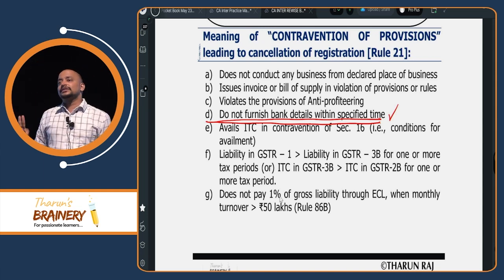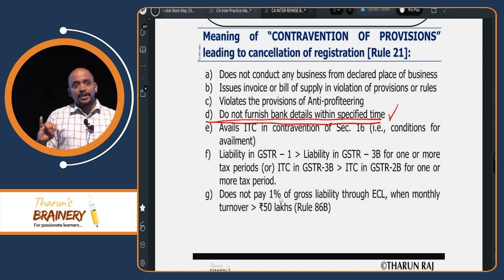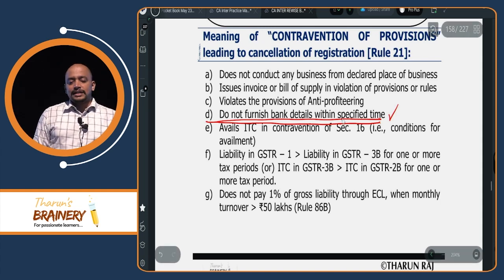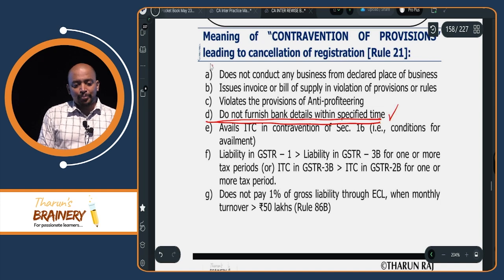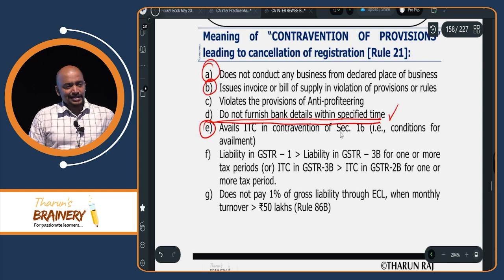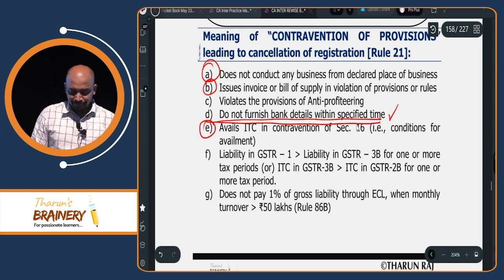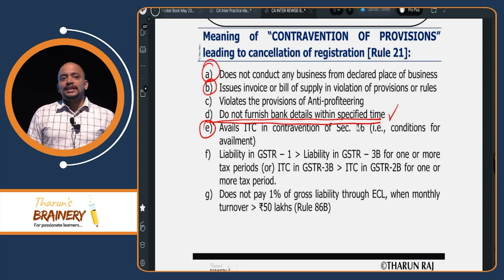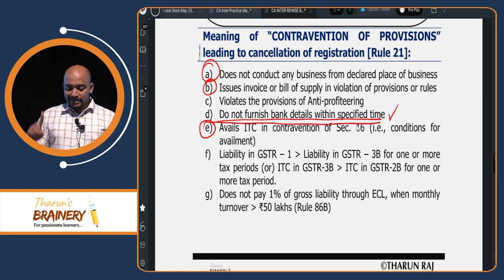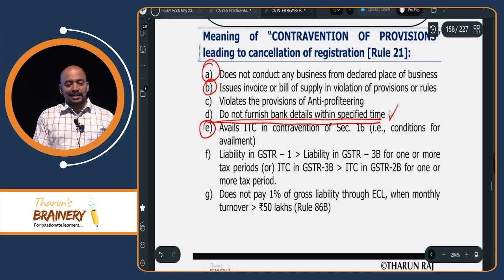Okay. So what are the 3 wrong things? Wrong invoice, wrong ITC, wrong address. Okay. Say this. Does not conduct business from the place where they have obtained registration, issues invoice in contravention of the provisions of rules, then avails ITC in contravention of section 16. That is wrong address, wrong invoice, wrong ITC. Then 3 violations. Number 1, violates furnishing bank details. You have to furnish the bank details, but you did not furnish the bank details. Violating the provision of furnishing the bank details.